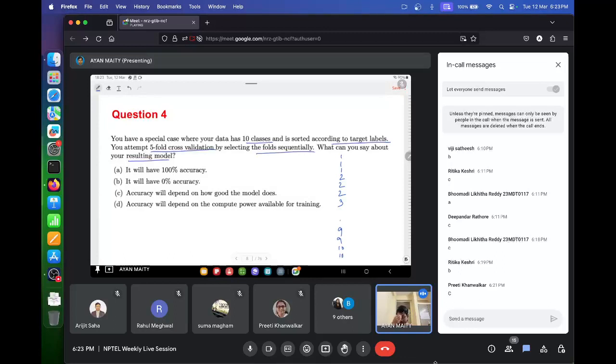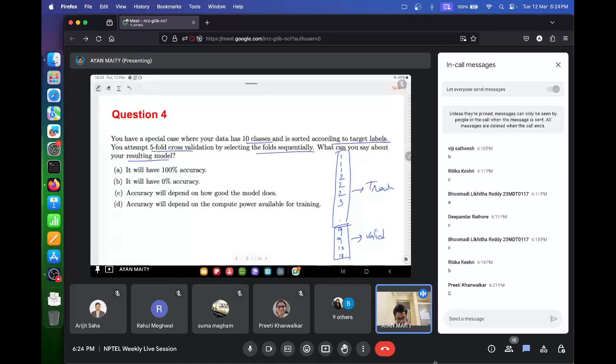If 5-fold cross validation is done, that means the first 4 folds would be used for training, and the last fold will be used for testing. Since each target level has an equal number of data points, all the data points with target levels 9 and 10 will be used for validation, and all the other data points, that is the first 4 folds, would be used for training.